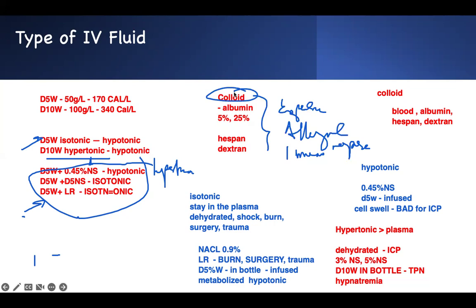In brief, know the name of the fluid, know which situation or condition you're supposed to use it in, and what the implications are. Know which fluids are hypotonic and which are hypertonic, which situation each is good for, and what happens to the D5W when it is inside the body versus when it is in the bottle.